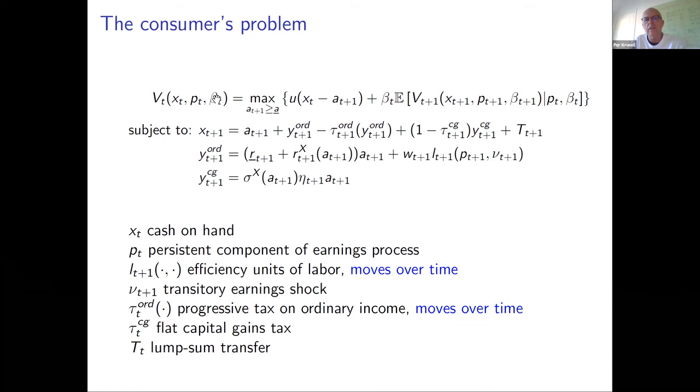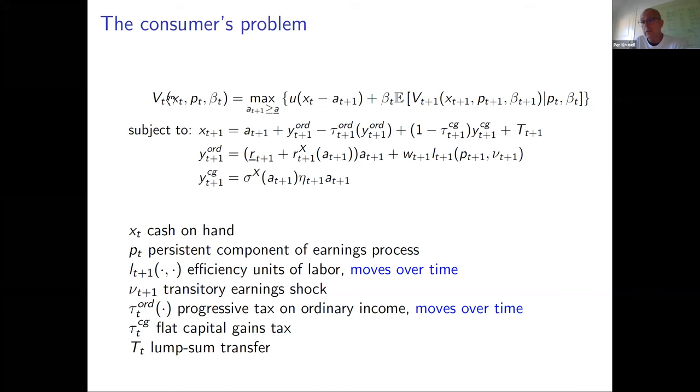And then you see the return process showing up here: ordinary income, capital gains, tax rates and so on. The persistent component of earnings is a state variable, and cash on hand is a state variable.